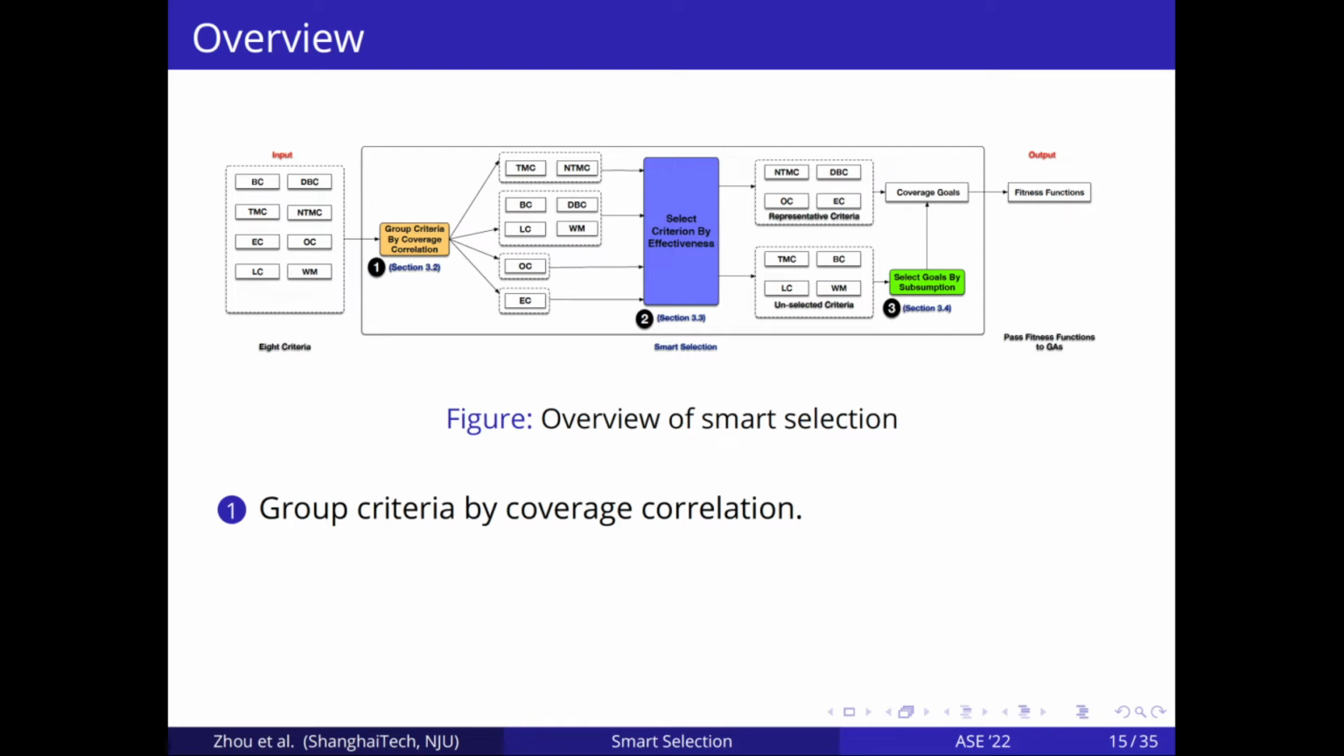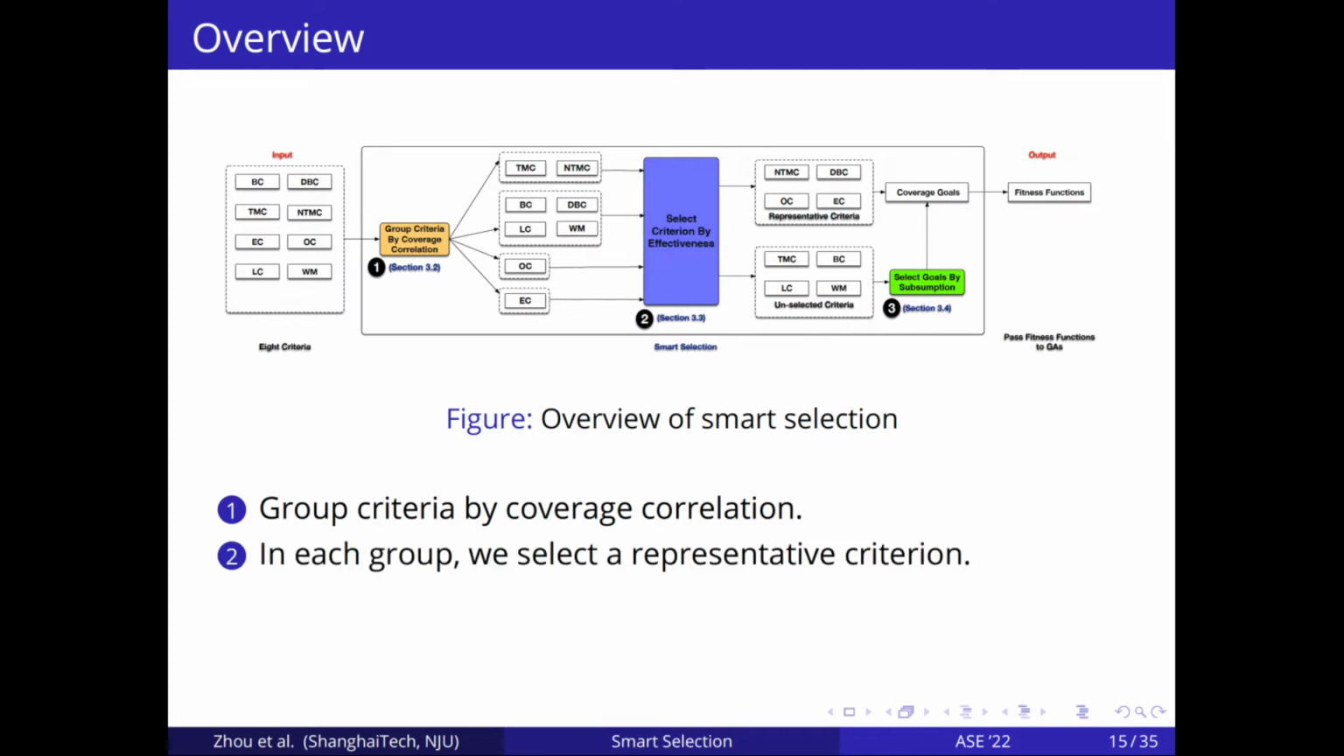Coverage correlation means that if a test suite gets a high coverage for a criterion, it may also get a high coverage for another criterion. In other words, these two criteria reflect many redundant requirements, so we could choose one of them as the guide.